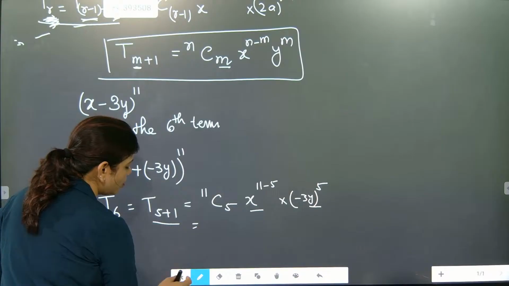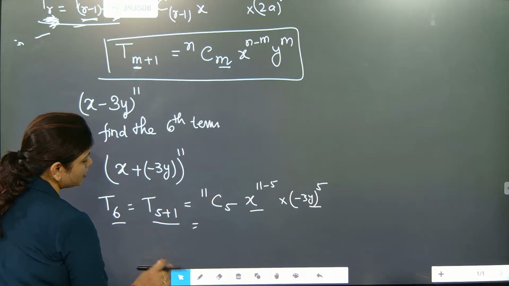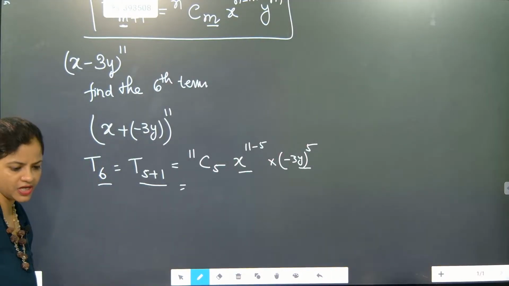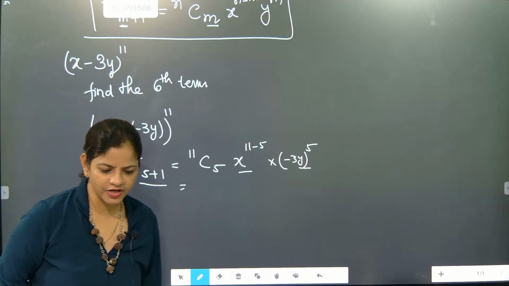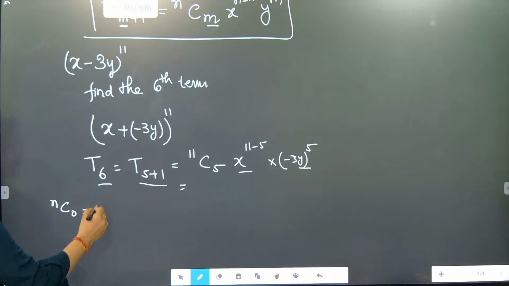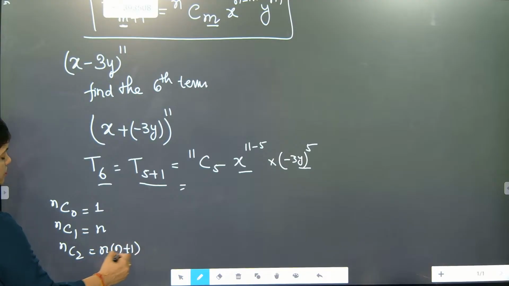Now, how to open this one? In the shortest way also I will teach you. See, one format I am teaching you for combination. That format always works. For combination, we know nC0, whenever it comes, the answer is 1. nC1 means only n. nC2 is n into (n minus 1) by 2 factorial, that is 2.